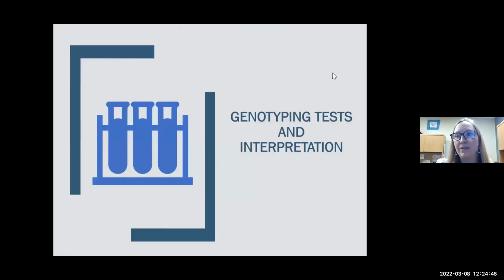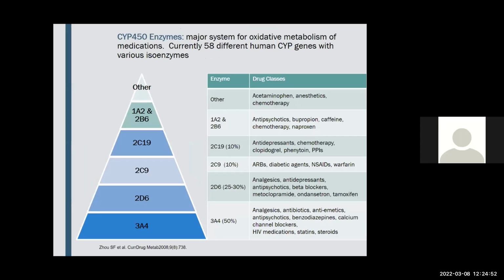So we're going to run through briefly the types of genotype tests and interpretation. This is the major family of isoenzymes that, when you hear CYP, look at drug interactions or see drug interactions, this is where it's coming from. They're responsible for the oxidative metabolism of most of the medications that undergo liver metabolism. CYP3A4 is the most common. 50% of medicines are metabolized through this.